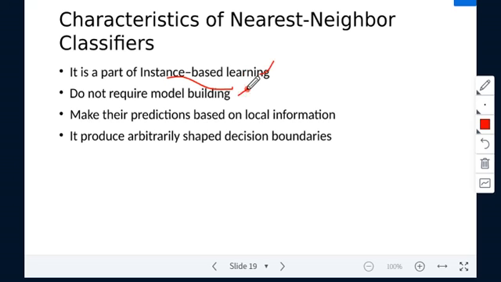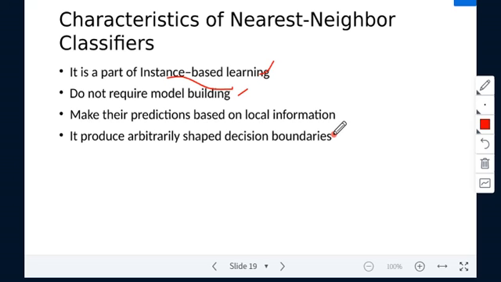Compared to decision tree induction or the rule based classifier, where first we build the model and then use that model to predict the test data, here that's not the case. We are not building a model first. Training and testing are done together. It makes predictions based on local information, whereas decision tree and rule-based classifiers attempt to find a global model that fits the entire input space.